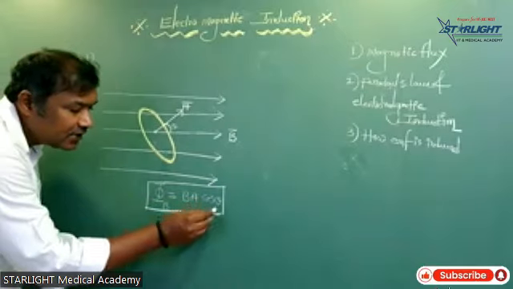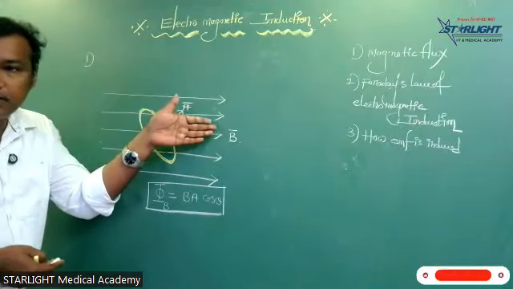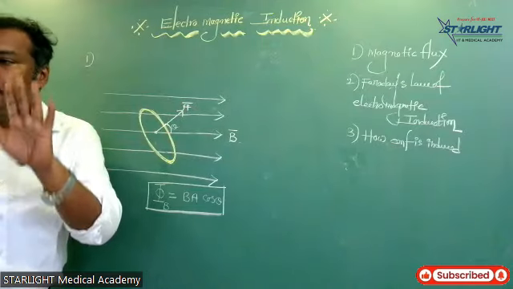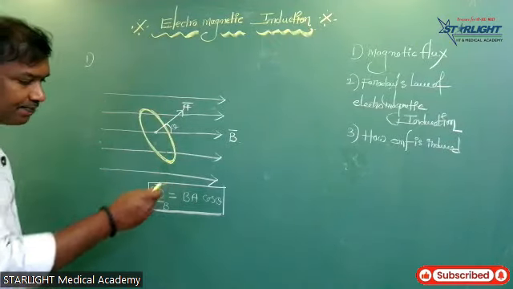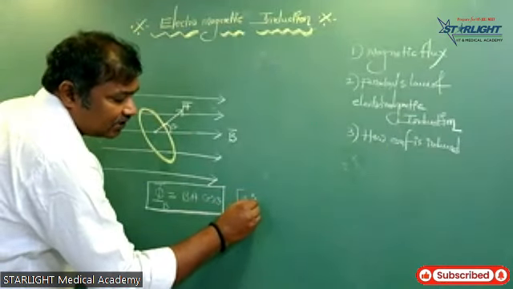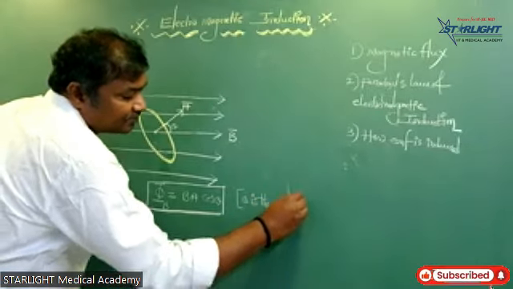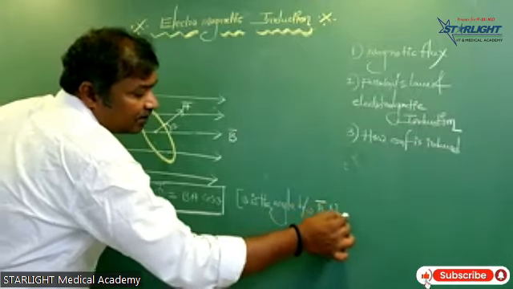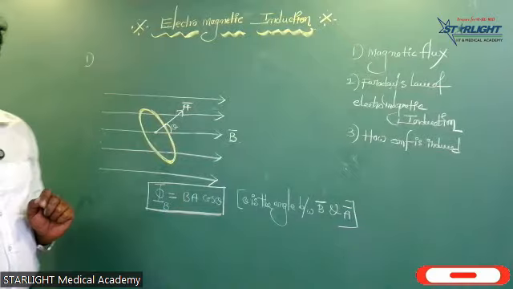Here, theta is the angle between B bar and A bar. B bar, magnetic field direction. A bar, area of the coil. Area of the coil is always normal to the surface of the area. Okay? Theta is the angle between B bar and A bar.